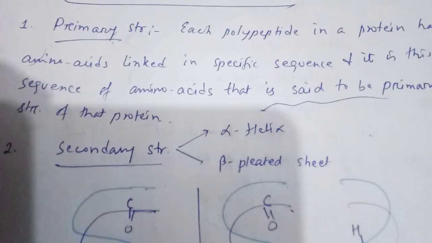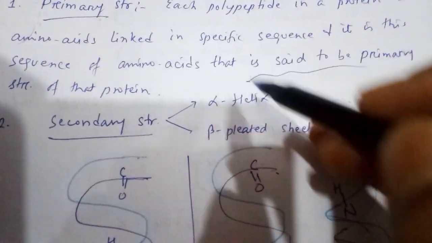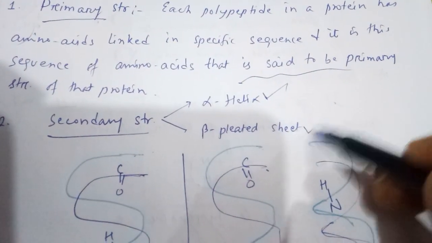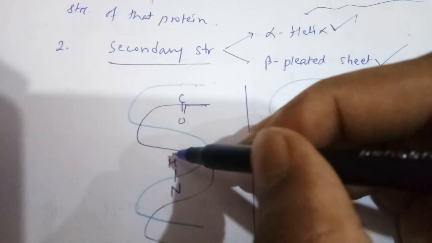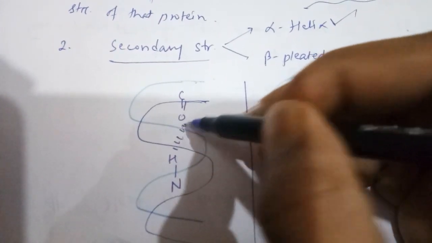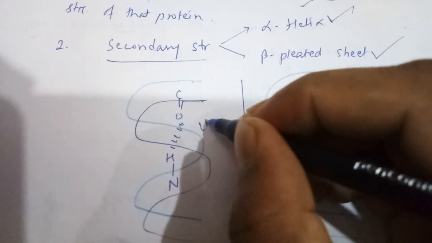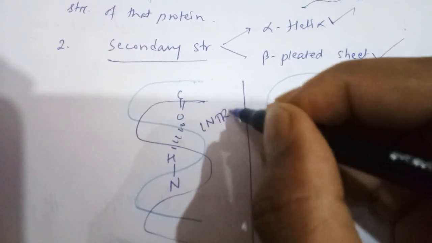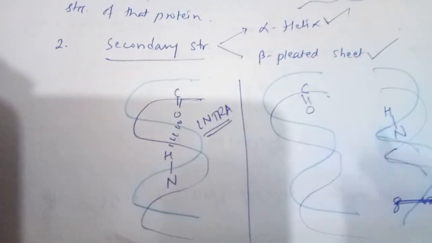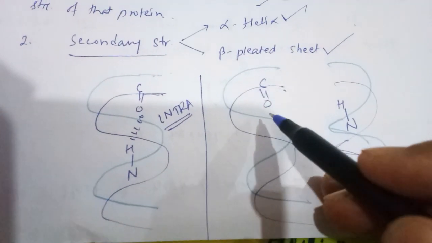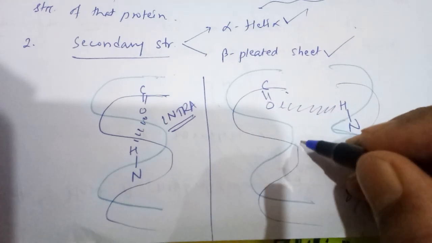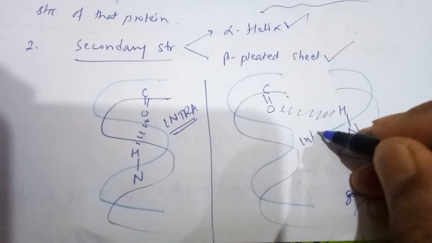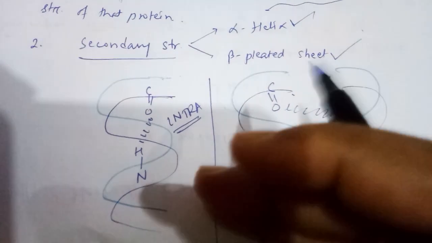In secondary structure of protein, we have two types: the alpha helix structure and the beta pleated sheet. In the alpha helix, hydrogen bonding takes place within the molecule, so that is intramolecular hydrogen bonding. But in the beta pleated sheet, the hydrogen bond takes place between two different molecules, so it is intermolecular hydrogen bonding. This is the difference between these two.